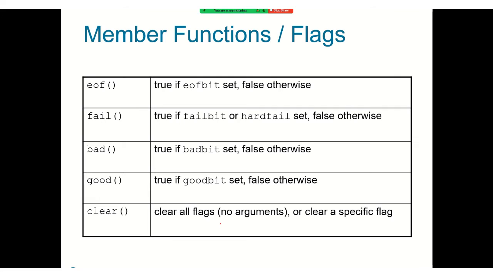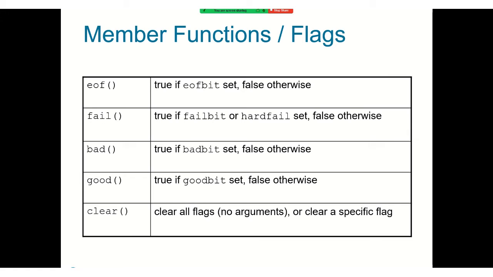So member functions you can use: EOF returns true if the EOF bit is set, false otherwise. Fail you can use if the fail bit is set, false otherwise. Bad is true if the bad bit is set, false otherwise. Good is true if the good bit is set, false otherwise, and so on. Okay, so we have those member functions in stock.